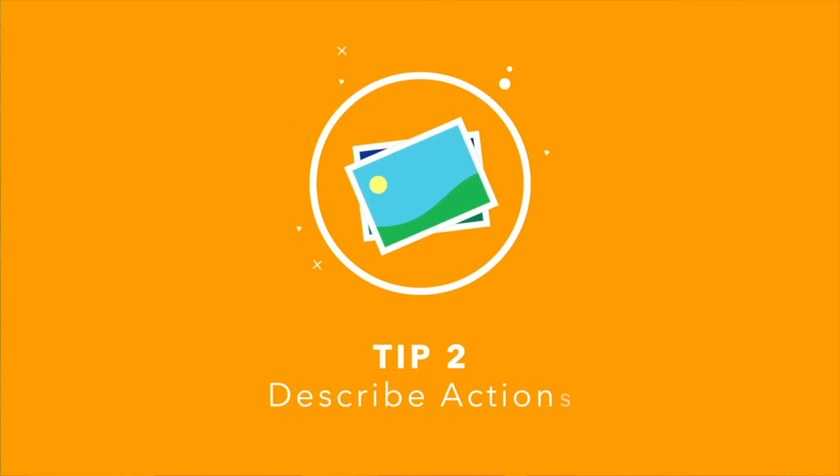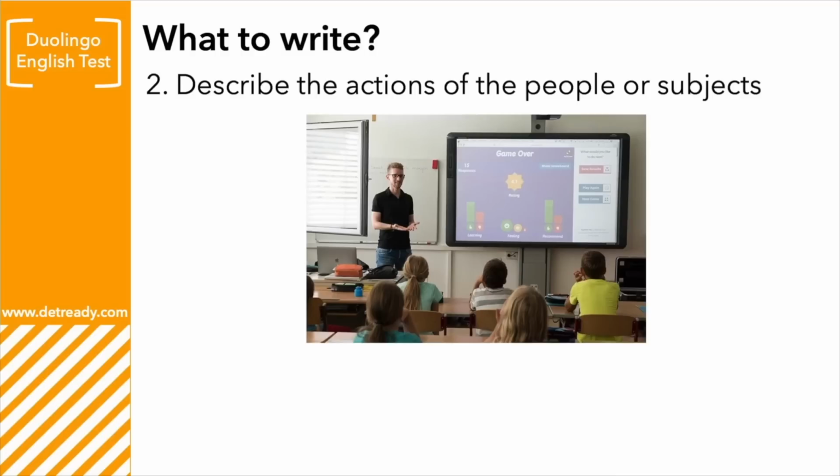Now let's move on to look at how you can write some more details in your answer. To get a good score, you will need to put some details in your description. And there are a few ways to do this, so let's take a look at these now. One way to add detail to your answers is to describe the actions of the people or the subjects in the photo. Most photos will have a subject, either a person, an animal, a vehicle, something like that. Let's take an example with this photo. Here, the main subject is the teacher, so I will describe what he's doing.